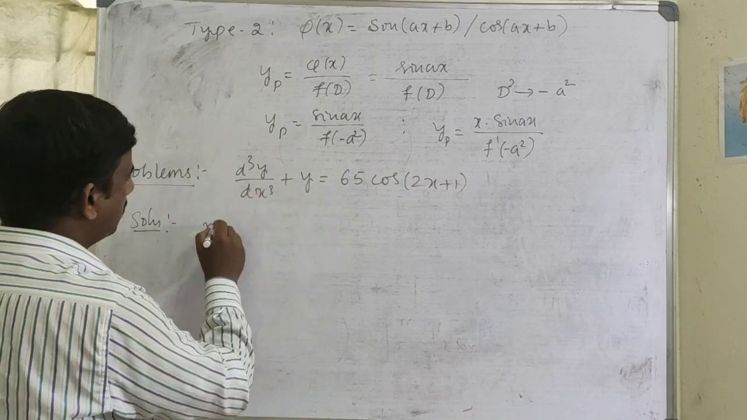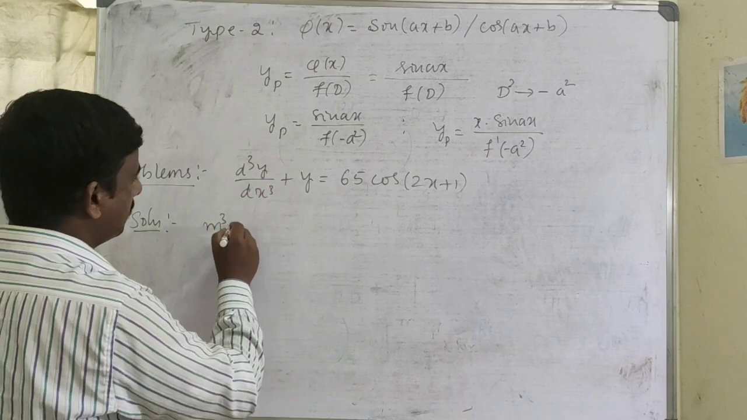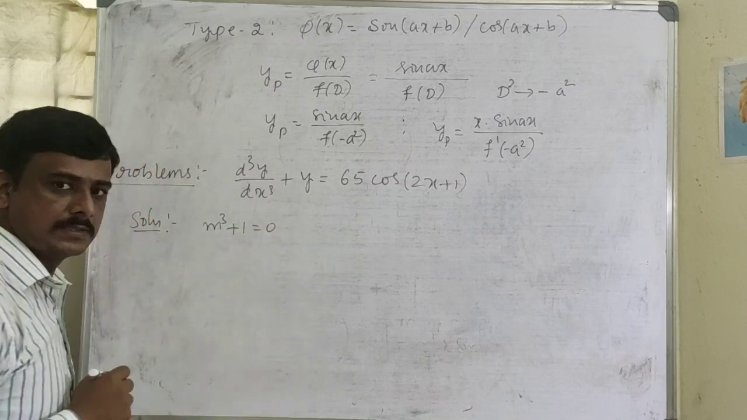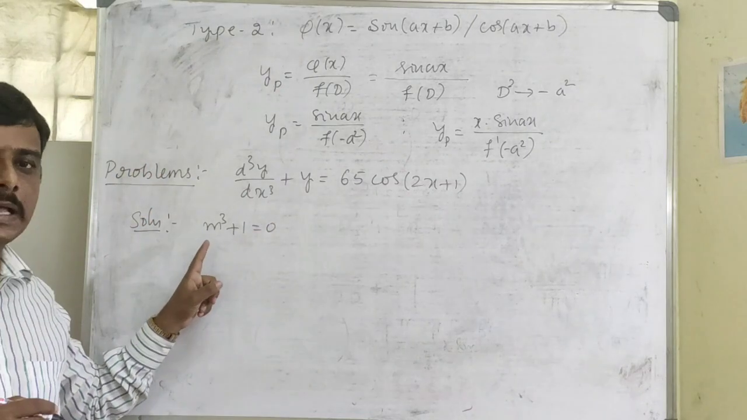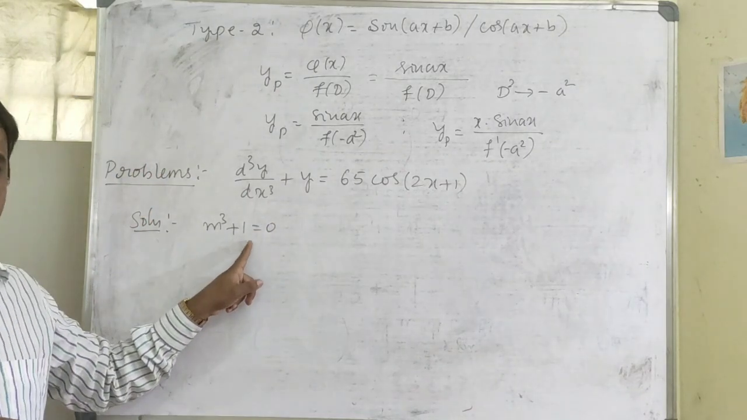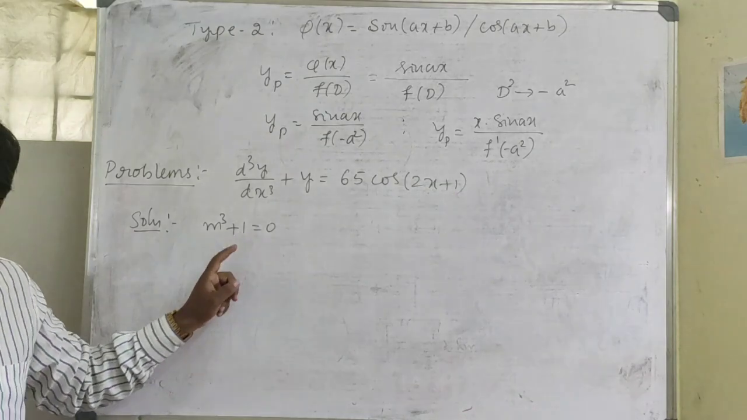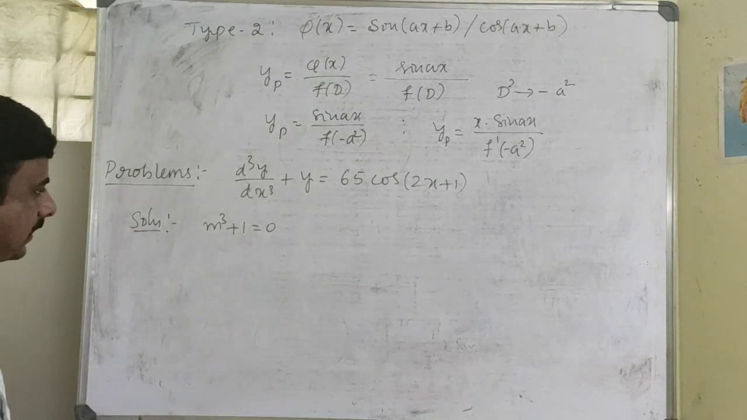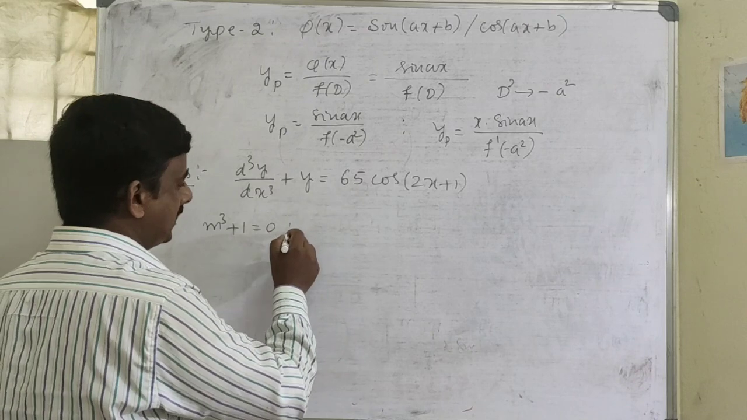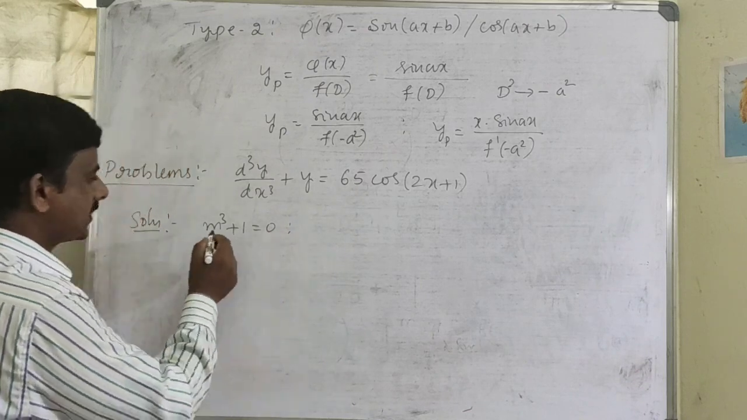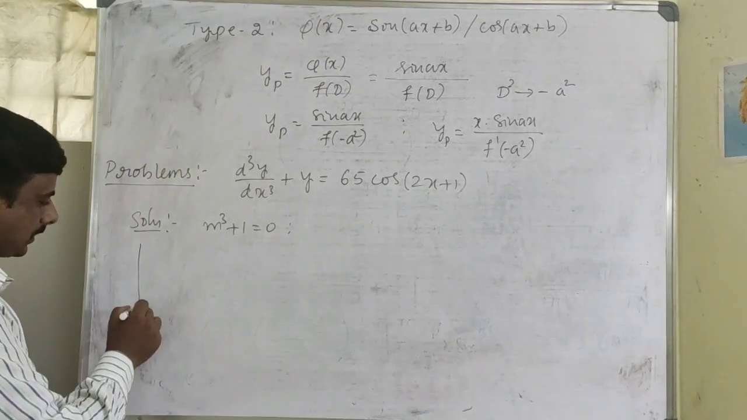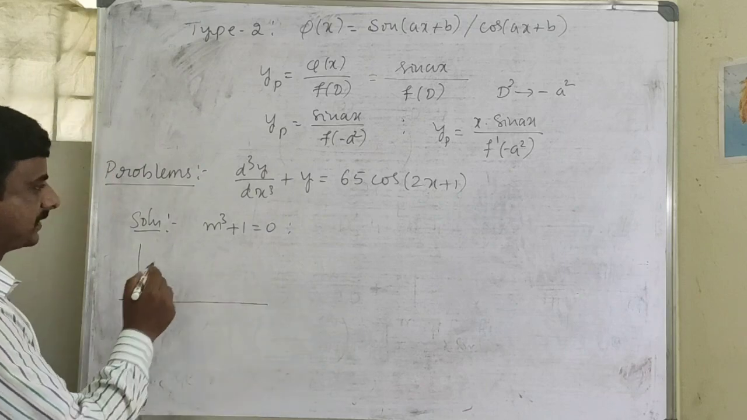So m cube plus 1 equal to 0. That is the corresponding auxiliary equation. This you can solve by applying synthetic division. See, we have minus 1 is one of the roots. So I'll write by using synthetic division.